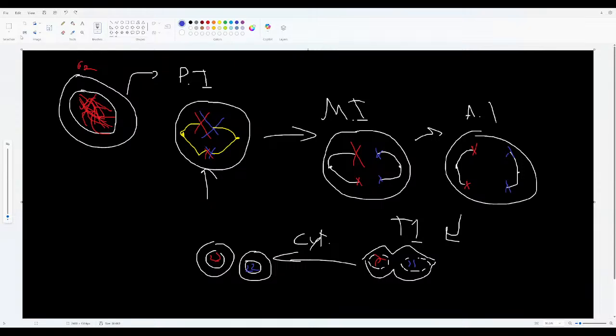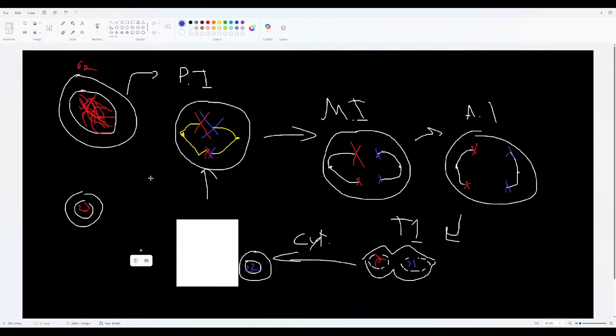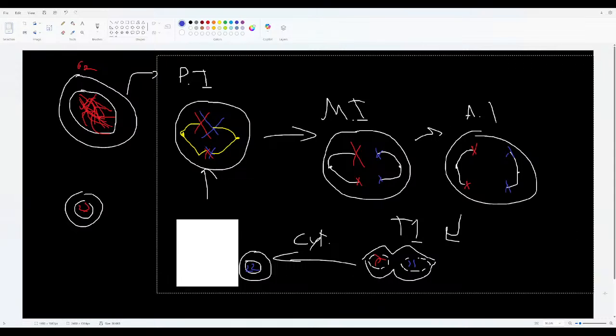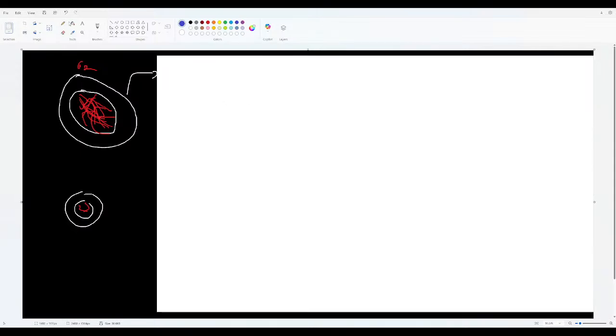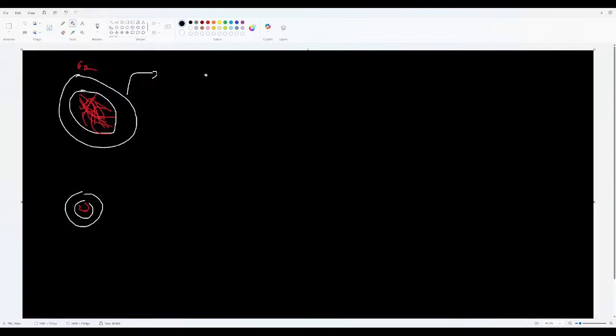So, cool. Let's move on with this cell. Just imagine all of this is happening with both cells, because at the end of meiosis we're going to create 4 cells, right? Let's just envision this process with just one for simplicity's sake. So let's take our resulting cell and erase everything else.